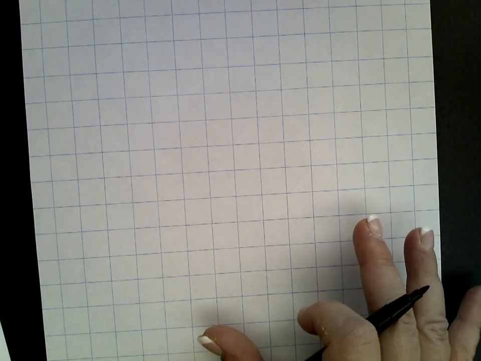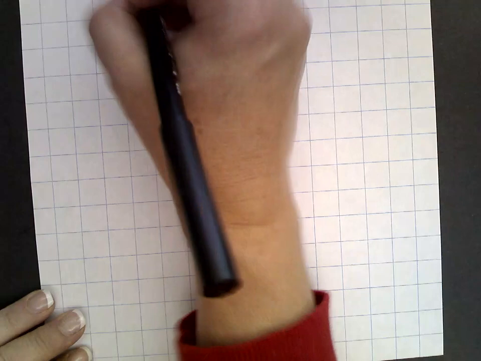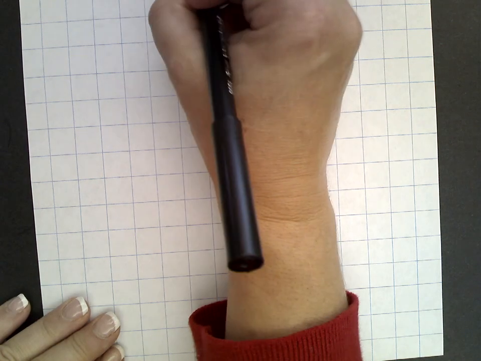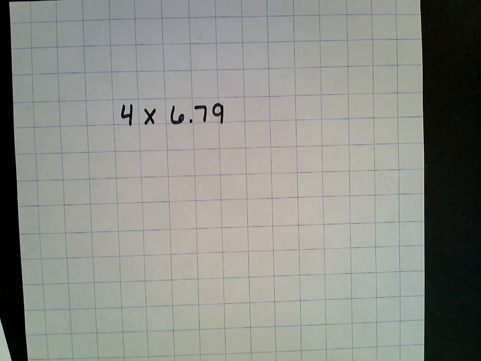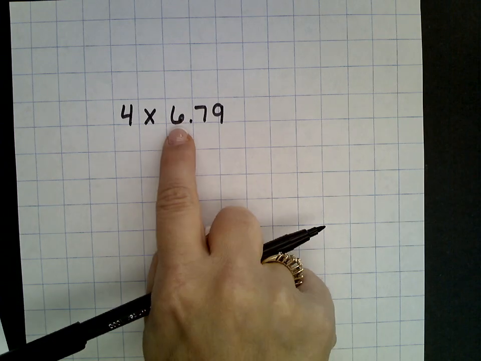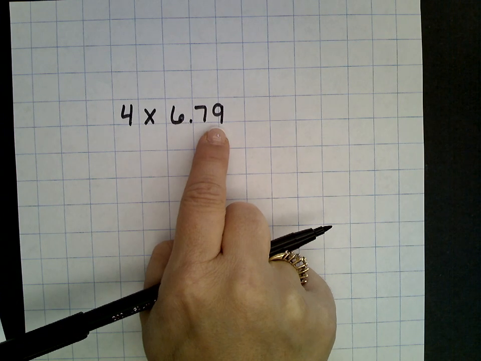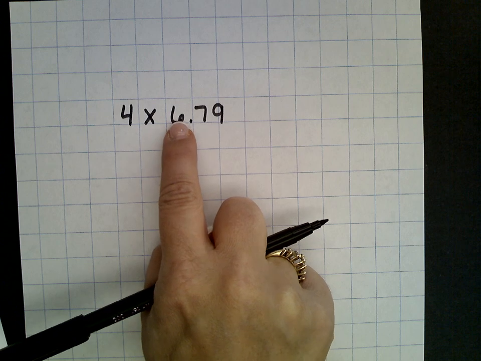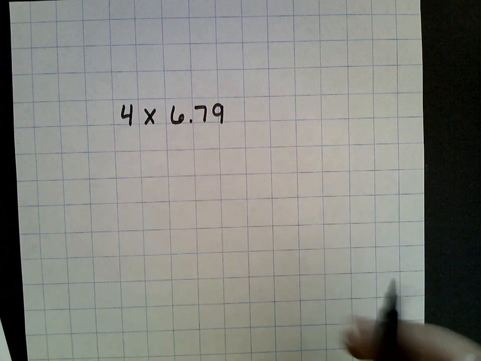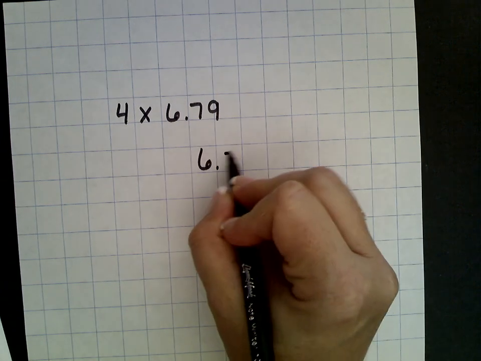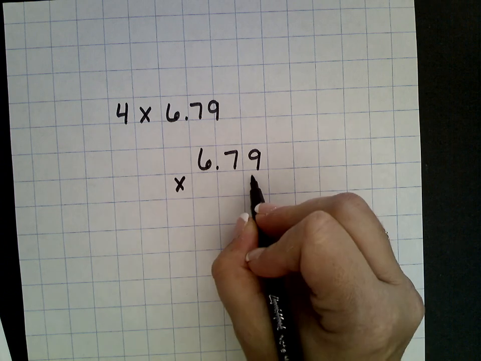All right, let's do another one. Let's do this problem. 4 times 679 thousandths. Whoops, sorry, couldn't see it. Once again, this right here has more digits. 1, 2, 3 digits. This one only has 1. Therefore, this is going to go on top.